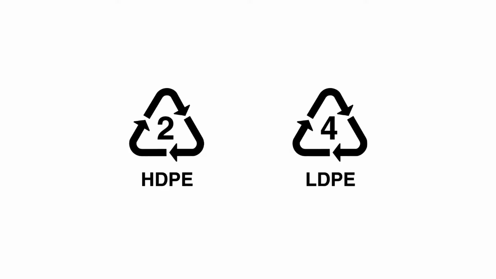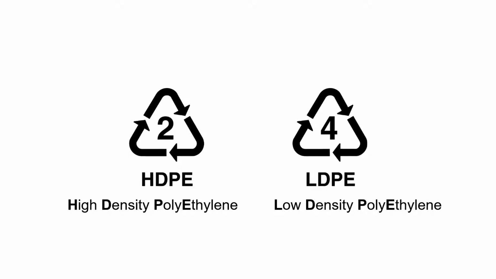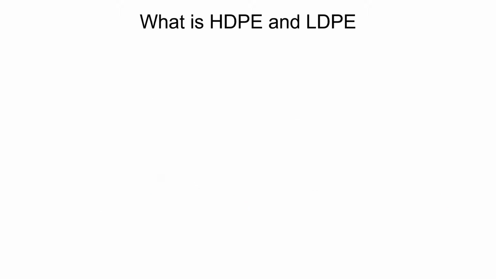What do they stand for? HDPE stands for high density polyethylene and LDPE stands for low density polyethylene. As you can see, they both belong in the family of polyethylene products. So what differs them from each other?